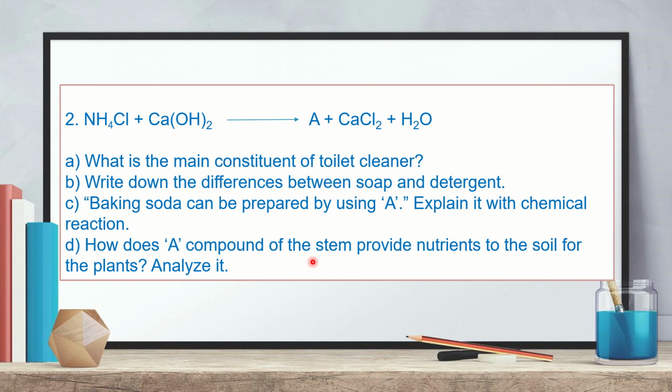How does a compound of the STEM provide nutrients to the soil for the plants? Analyze it. A compound, that is ammonia, is used to produce urea as well as ammonium sulfate. Both are nutrients for the soil and they provide nutrients to the soil. So you will write the preparation and mechanism of urea and ammonium sulfate that are produced from A.